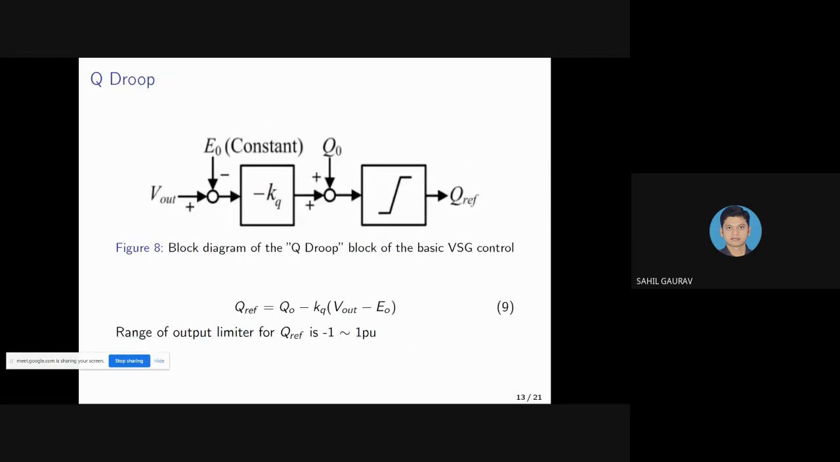Further, the Q droop block shown in the virtual synchronous generator controller scheme is a VQ droop controller shown in figure number 8. Here E naught is the nominal voltage, Q naught is the set value of reactive power, and KQ is the VQ droop coefficient. The range of the output limiter for Q reference is -1 to 1 per unit, and this is set by the saturation block here. This can be expressed mathematically as Q reference equals Q naught minus KQ times (V out minus E naught).